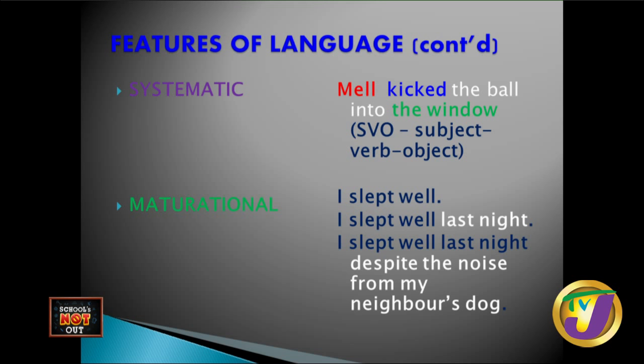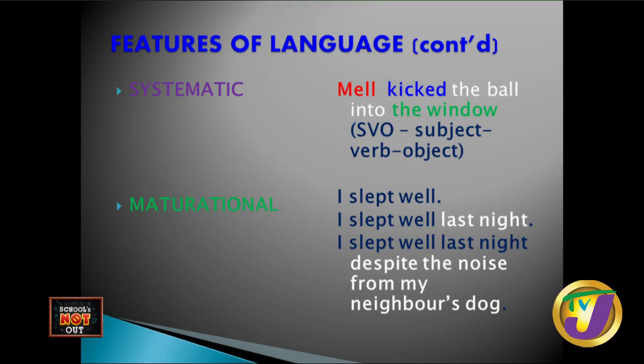So the example I have here is for English. We should know that English is what we call an SVO language. We have the subject followed by the verb followed by the object. So Mel is the subject. The verb is kicked. We have the noun ball, the object, the window. So it is rule governed. It's an SVO language.